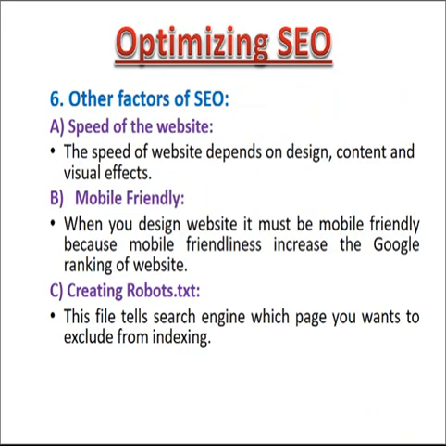Next are some other factors used in optimization. The first one is the speed of the website. So how do we calculate the speed of a website? First of all, the speed of a website depends on the design, content and visual effects. If we apply multiple graphics and multiple visual effects to the website, the speed will decrease.